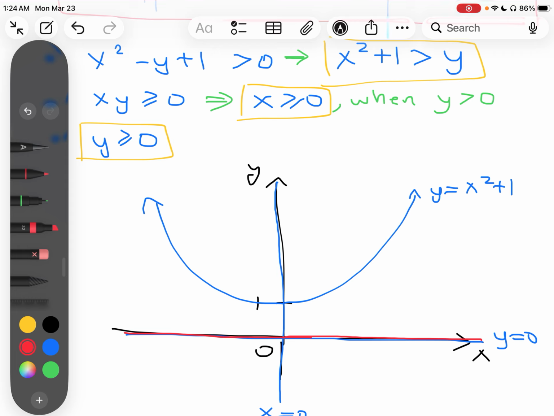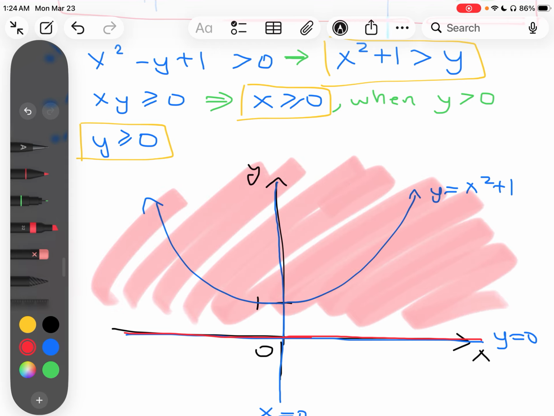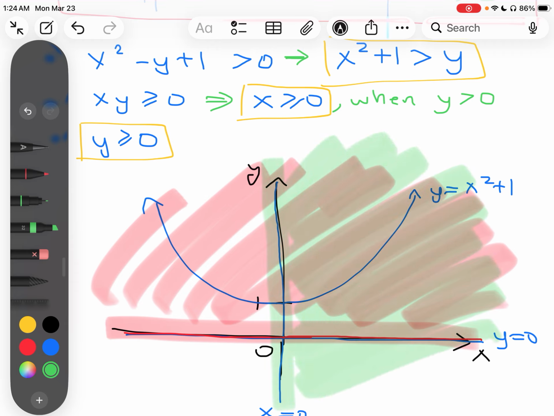Here, y is greater than or equal to 0, so it includes this line right here. The other one is x greater than or equal to 0, and it includes this line. And the last one, or the first one, I'm going backwards, is x squared plus 1 is greater than y, so everything under that curve. We're not going to include the curve itself because it's strictly greater than, or y is less than x squared plus 1. So it's everything under this.